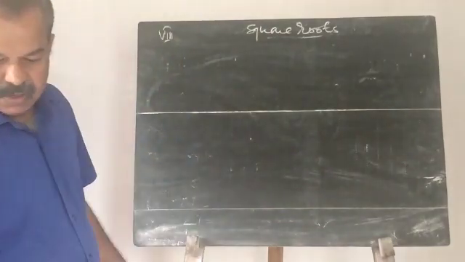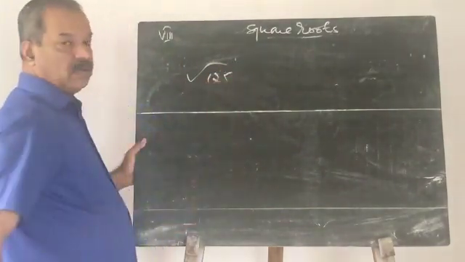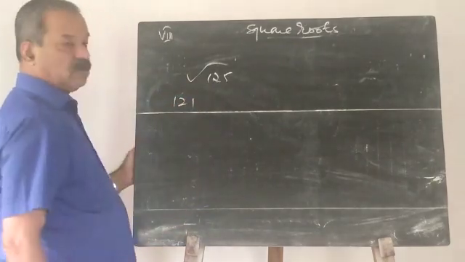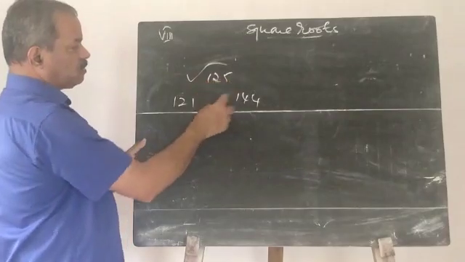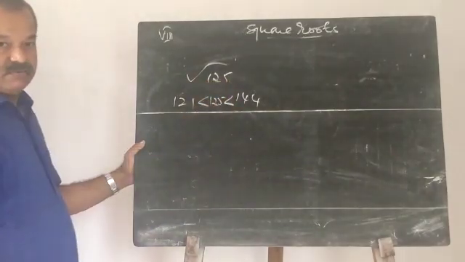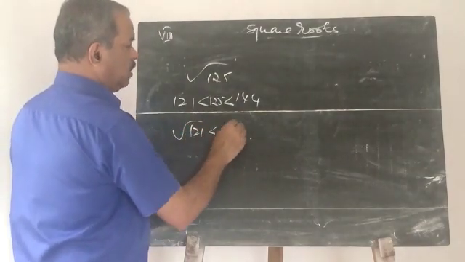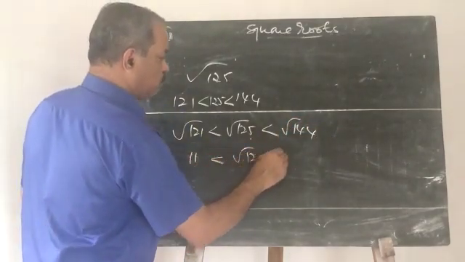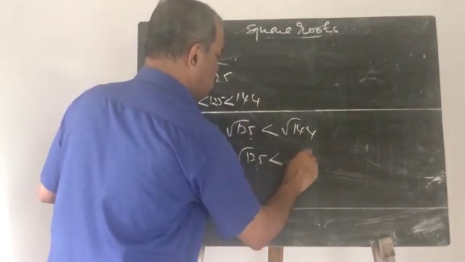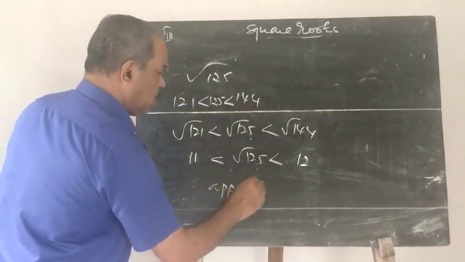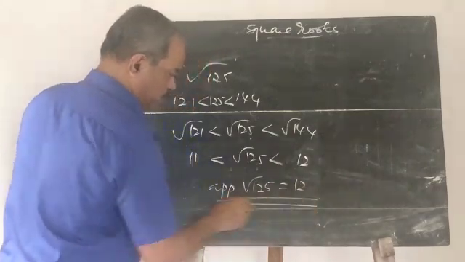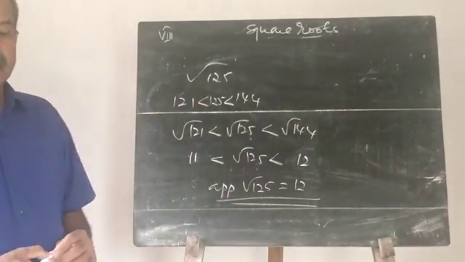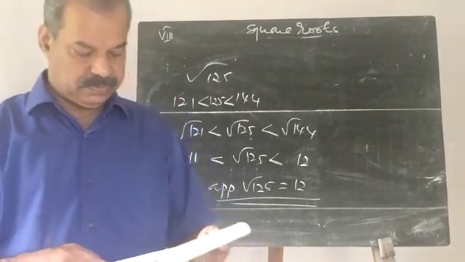Another example: what is the approximate value of root 125? 125 lies between 11 square, 121, and 12 square, 144. That is, root of 121 is less than root of 125, which is less than root of 144. That is, 11 is less than root 125, which is less than 12. So the approximate value of root 125 is 12. In this way we can estimate the roots. Please estimate the roots. Thank you.